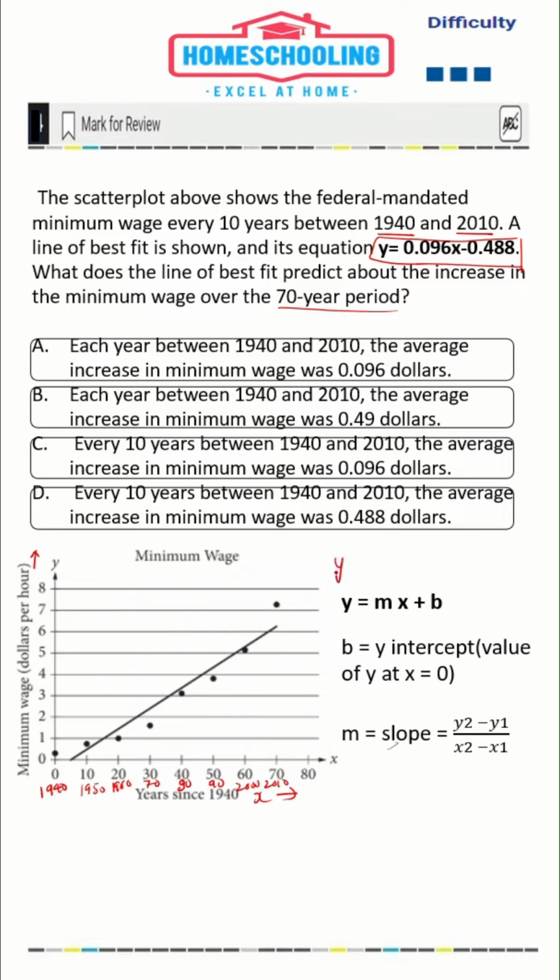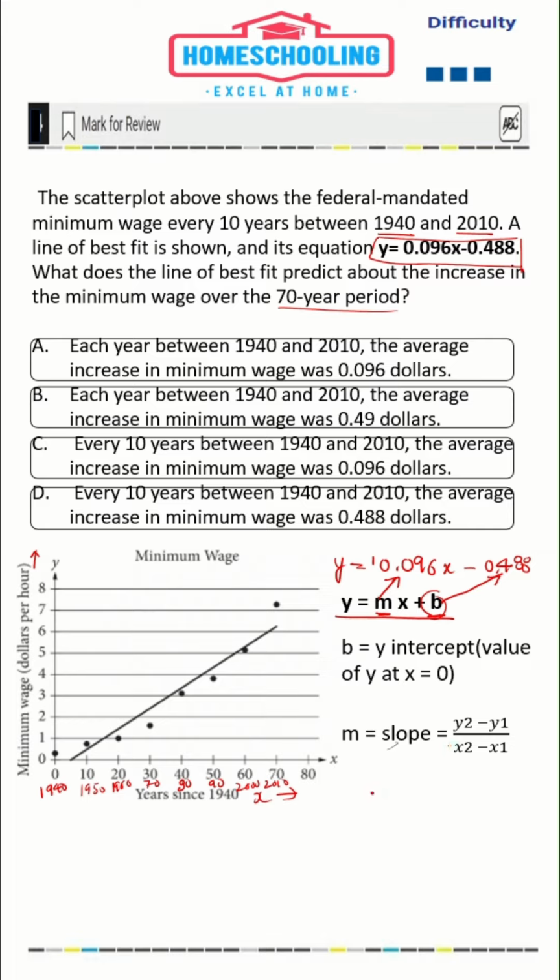So let's write the equation of the line of best fit that is given in the question: y equals 0.096x minus 0.488. So this is our basic linear equation. As we can see, y is equal to mx plus b, where m is our slope and b is our y-intercept. So our y-intercept would be minus 0.488, and our slope would be 0.096.